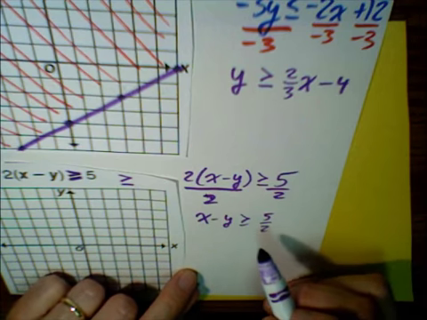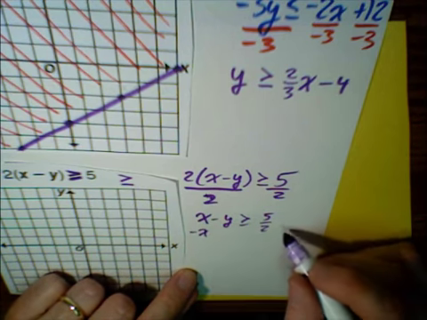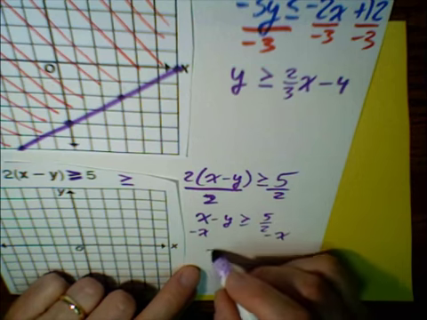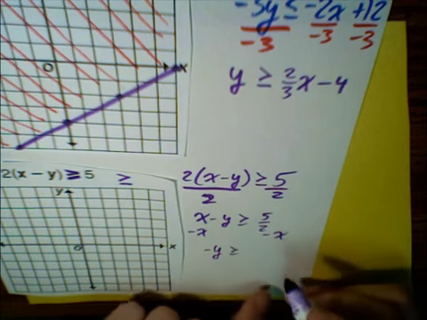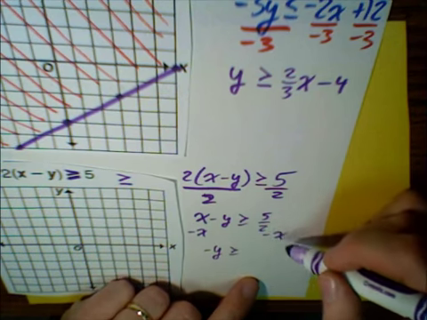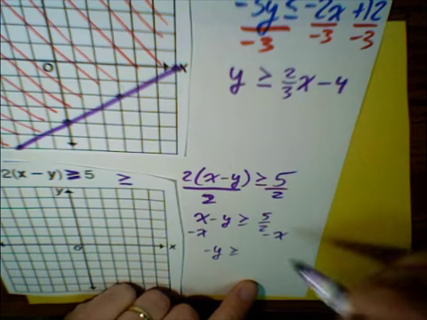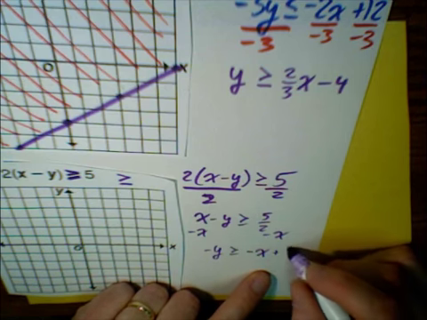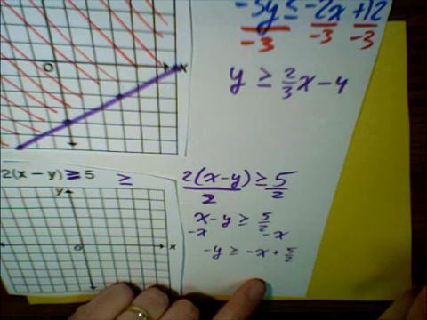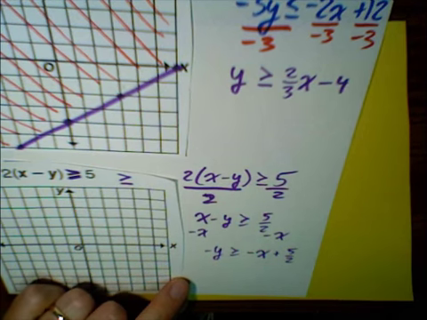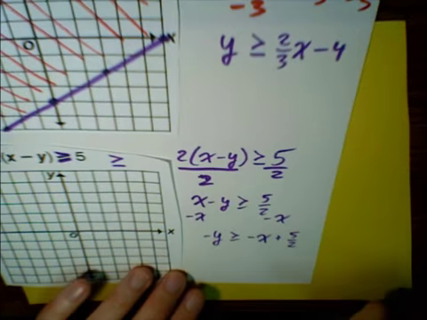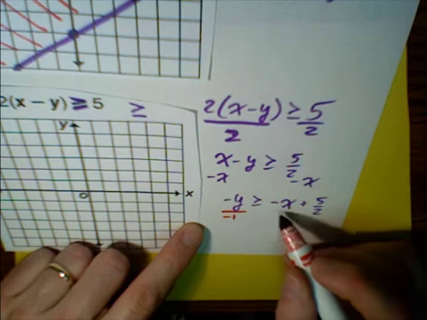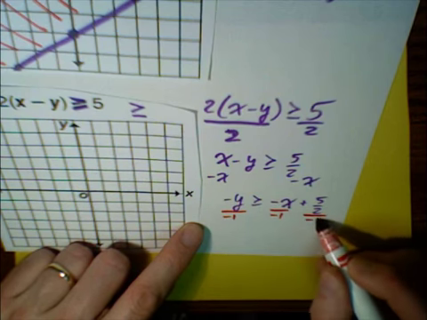Again, we have to get rid of this x, so we're going to subtract x from both sides. And on my next line, I have a negative y is greater than or equal to 5/2 minus x, but again, since I'm going to be graphing in slope-intercept form, I want to put that negative x first, and then I'm going to add 5/2. And again, just as we did before, we're going to have to divide to get rid of this coefficient of y. I'm going to divide by a -1. I have to divide everything by -1.